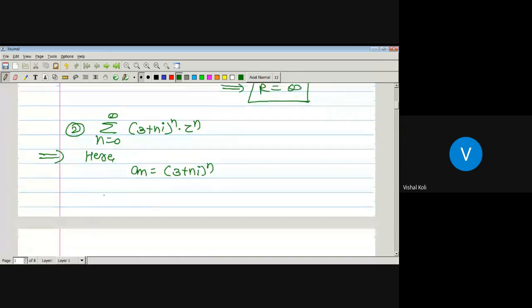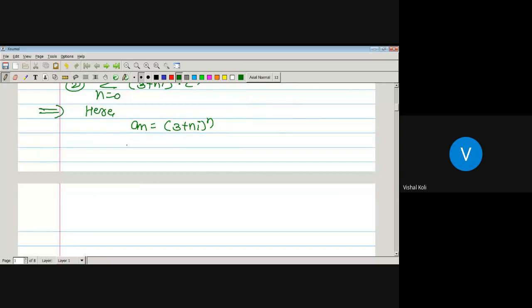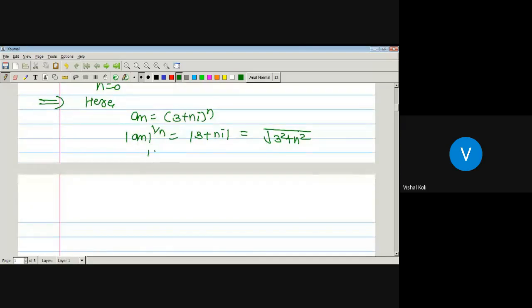Now, what is the modulus of a n then? Modulus of a n to the power 1 by n is nothing but modulus of this one to the power 1 by n. This n gets cancelled. Therefore, this one is actually nothing but 3 plus ni. So its modulus is nothing but under root of 3 square plus n square. Okay. Now, what is the limiting value of this one? Limit n tending to infinity.